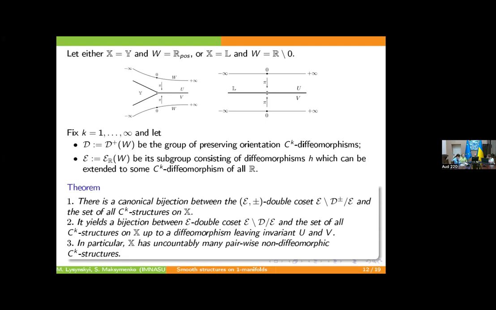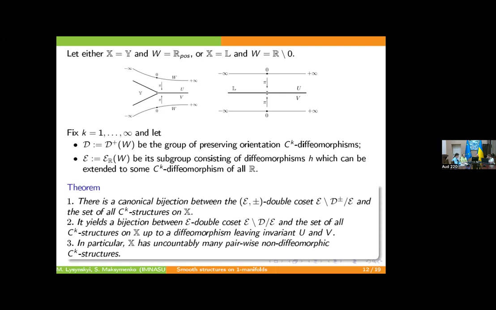So let me recall again that our manifolds are glued by the identity homeomorphism of some open subset of R. In the case of Y, this is just the positive numbers. In the case of L, this is the set of all non-zero numbers. And now let D be the group of diffeomorphisms of either positive numbers or non-zero numbers. This is D. And E is the group of diffeomorphisms which extend to a diffeomorphism of the whole line.